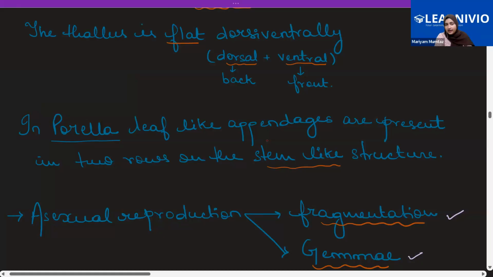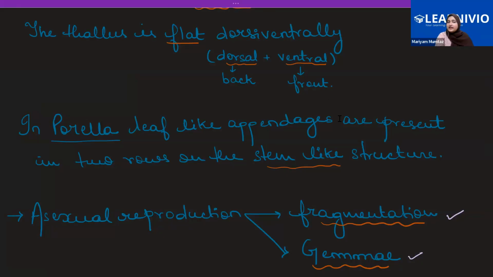Now there are liverworts, one example is Porella, in which leaf-like appendages are present in two rows on the stem-like structure. So leaf-like and stem-like structures are found in the liverwort called Porella.